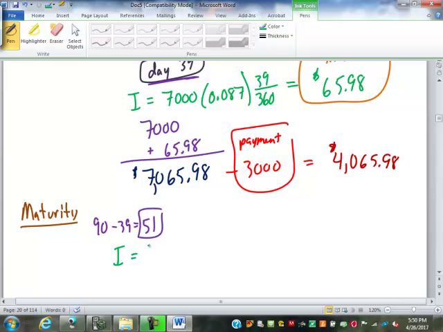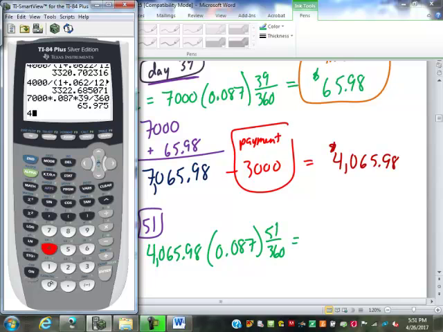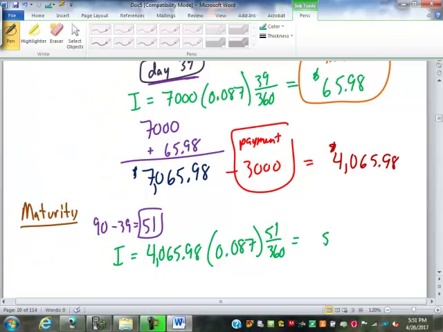So our interest is going to be off the $4,065.98 times the 0.087 times 51 out of 360, giving us $50.11. That is again interest.